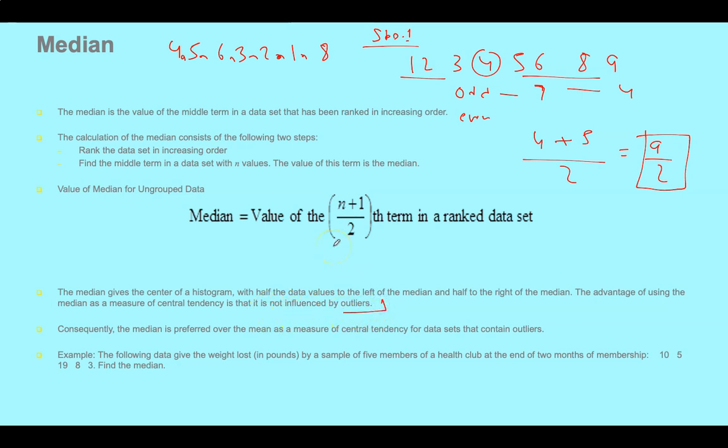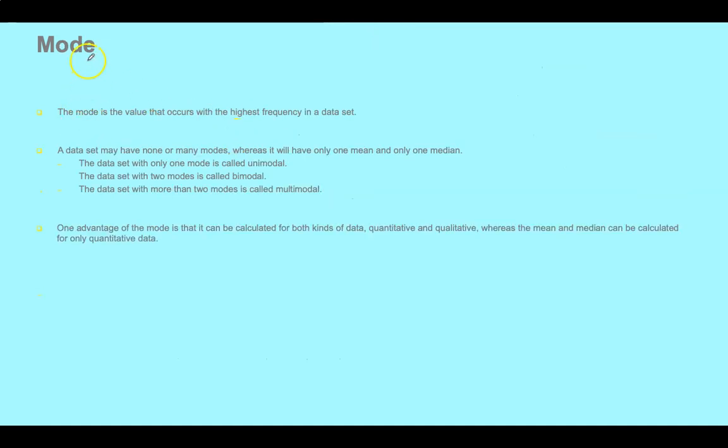Now mode. Mode is the value that occurs with the highest frequency in the data set. How many times a value occurs determines the mode for us, and a mode can be unimodal, bimodal or multimodal. A data set with only one mode is called unimodal. A data set with two modes is called bimodal. A data set with more than two modes is called multimodal. One advantage of mode is that it can be calculated for both kinds of data, quantitative and qualitative, whereas mean and median can be calculated only for quantitative data.